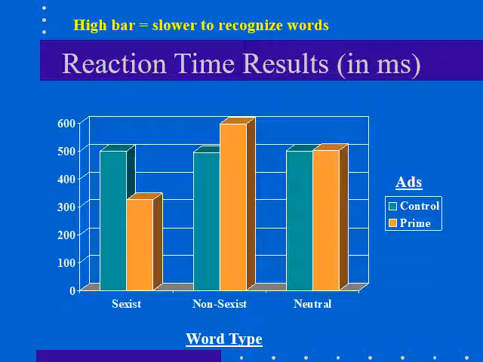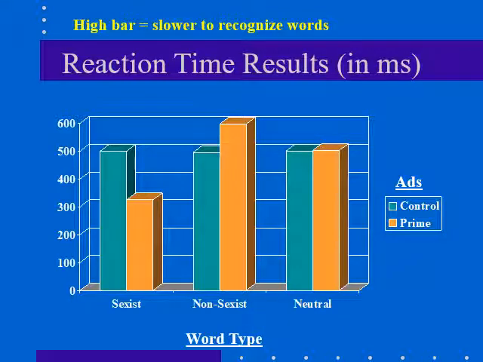Non-sexist words, it's the reverse. Control guys, again, half a second, but guys in the prime condition are finding it harder to recognize words like mother and sister, purse, nurse, etc., because they've been thinking about women as sex objects. Whereas words like chair and desk, etc., no differences between the two.